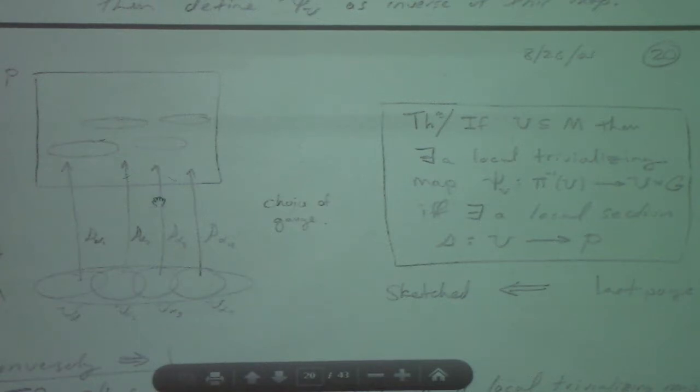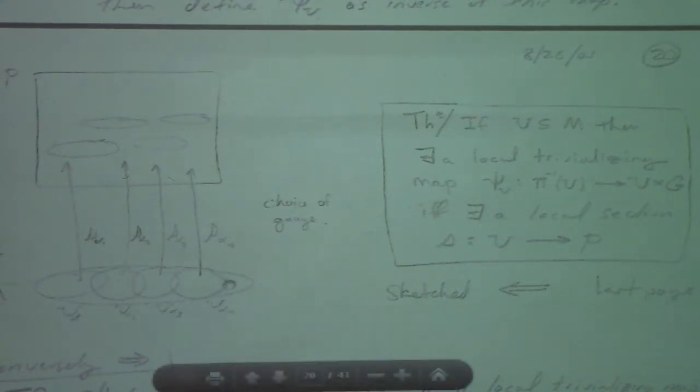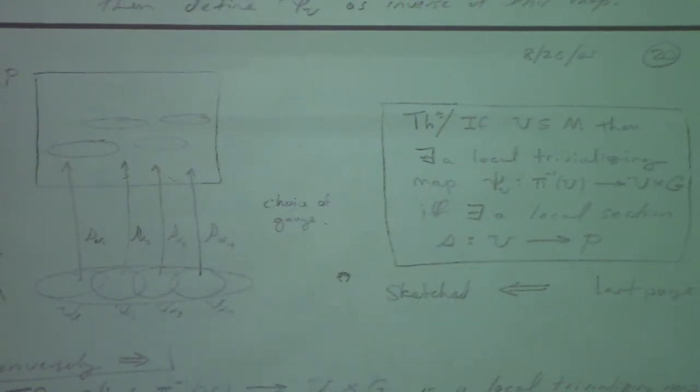All right, so suppose I'll move along here. Suppose you've got a bunch of local sections. Theorem: if U is a subset of M, then there exists a local trivializing map like this if and only if there exists a local section from U to P. So these are equivalent concepts. You can trade back and forth between local sections and local trivializing maps.